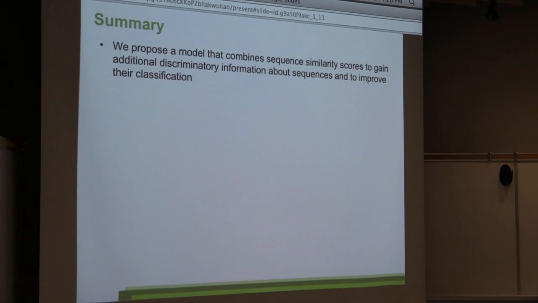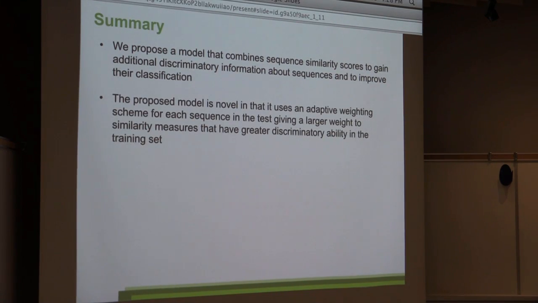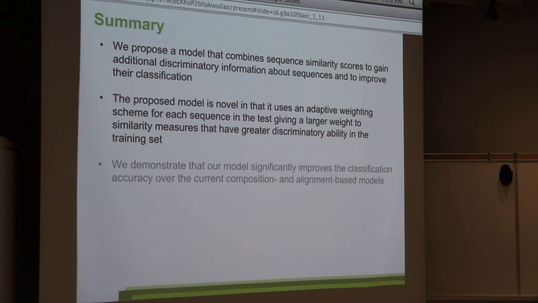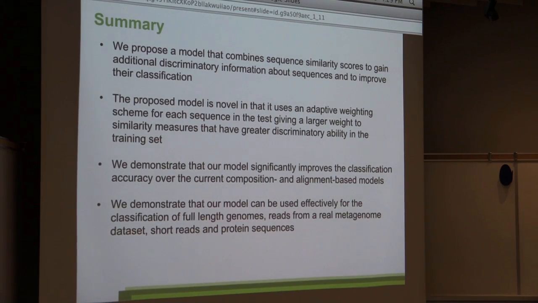So in summary, we propose a model that combines sequence similarity scores to gain additional discriminatory information about sequences and to improve their classification. The proposed model is novel in that it uses an adaptive weighting scheme for each sequence in a test set, and it gives larger weights to similarity measures that have greater discriminatory ability in the training set. It improves classification accuracy over the current composition and alignment-based methods. It works on full-length genomes, reads from a real metagenome dataset, short reads, and protein sequences. And our model can be generalized to any number of similarity measures that you wish.